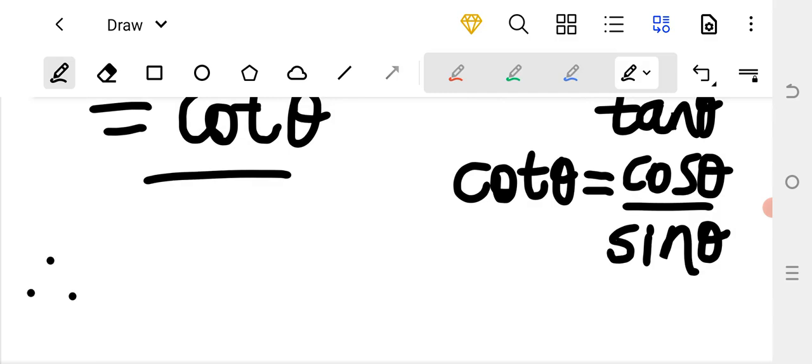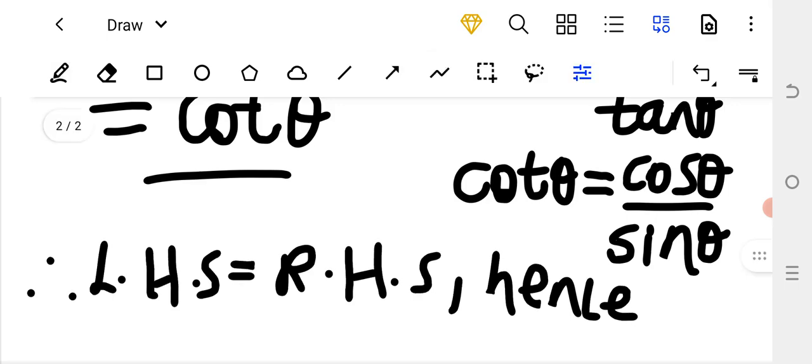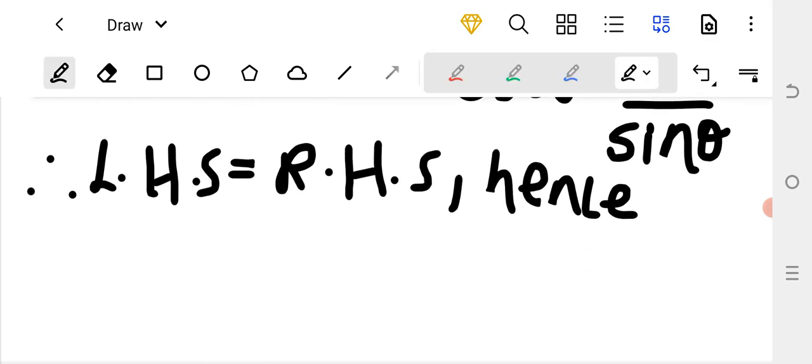You say therefore left-hand side is equal to right-hand side, hence proven.